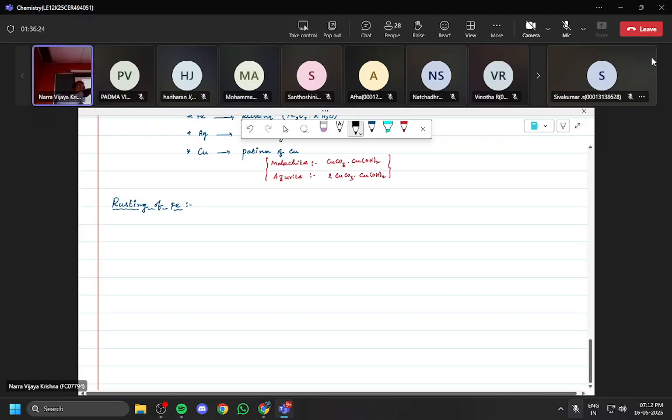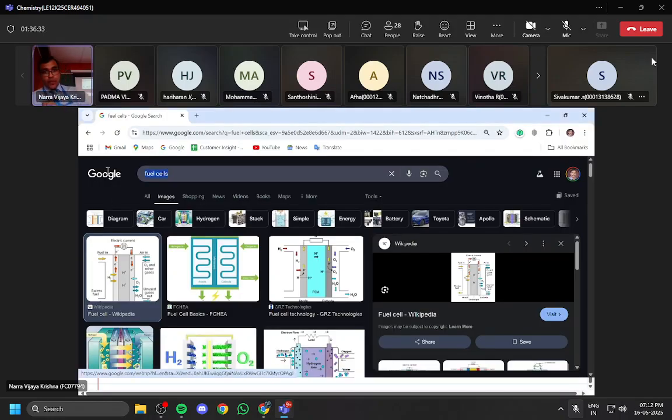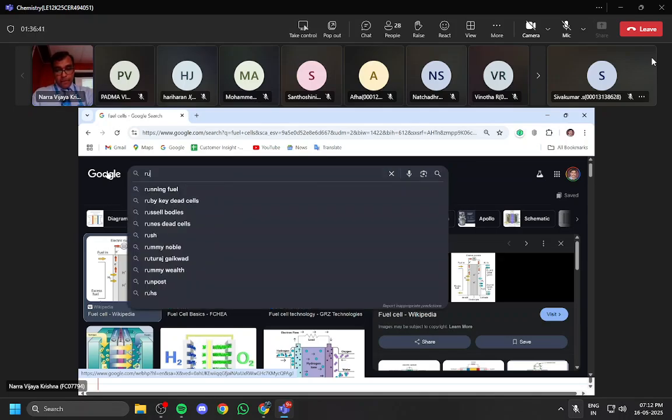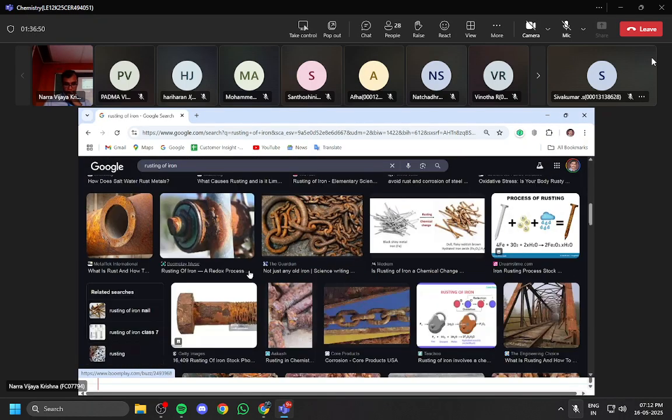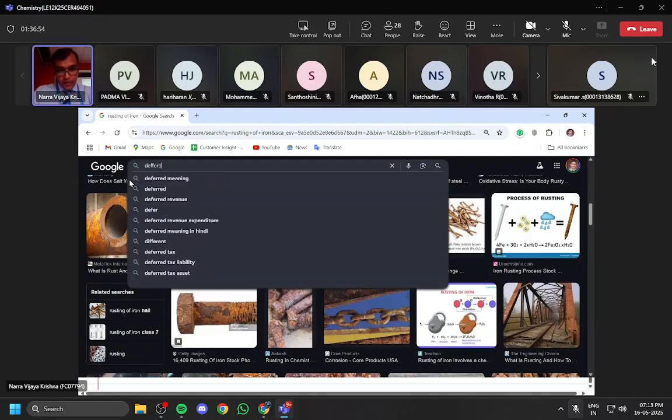Now coming to rusting of iron. So I am assuming one iron surface on which a drop of water is present. So I will take that image directly. We call that the differential oxygen method. Rusting of iron is explained by the differential oxygen method. I will take that image. Differential oxygen method.